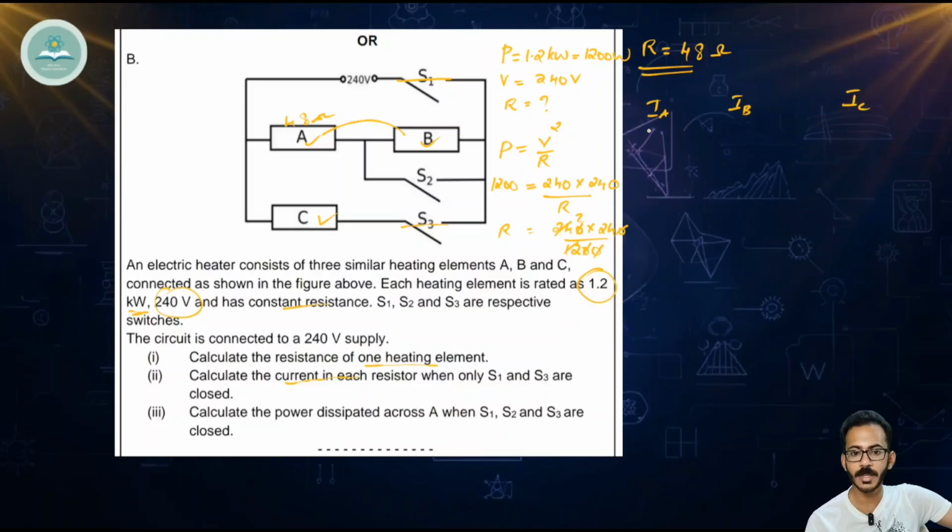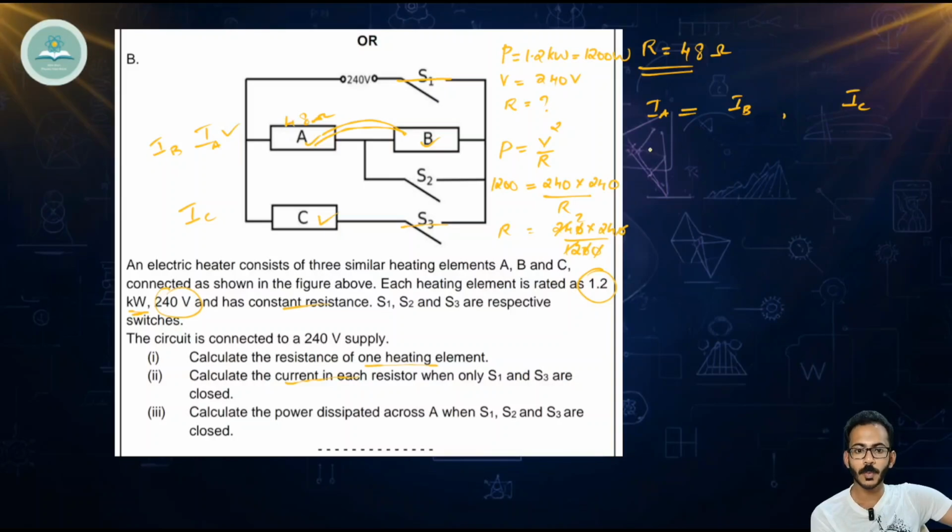From Ohm's law, we know V is equal to I into R, or I is equal to V by R. But here we have an issue, because this connection is in series. In series connection, current is the same. But these two are connected in parallel with C. So here the current will be different. IC will be different, but IA and IB will be the same. So first of all, let's find out the current here using any one of the resistors. Let me find out IA. IA and IB are equal.